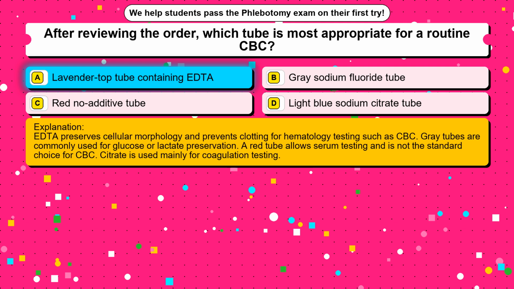EDTA preserves cellular morphology and prevents clotting for hematology testing such as CBC. Gray tubes are commonly used for glucose or lactate preservation. A red tube allows serum testing and is not the standard choice for CBC. Citrate is used mainly for coagulation testing.